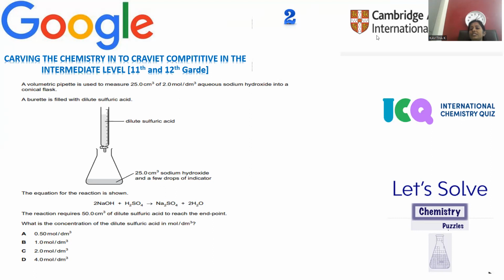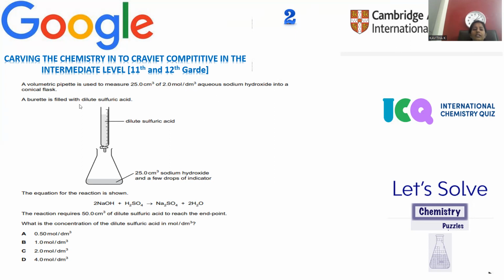It is collected from Cambridge Assessment International Education, where it is part of volumetric analysis. Everybody is aware of the burette, pipette, and conical flask. The liquid is taken in the conical flask and another liquid is placed in the burette. A volumetric pipette is used to measure 25 cubic centimeters of 2 moles per decimeter cube. So 25 is the volume in cubic centimeters, and 2 moles per decimeter cube is the concentration. This is called molarity.